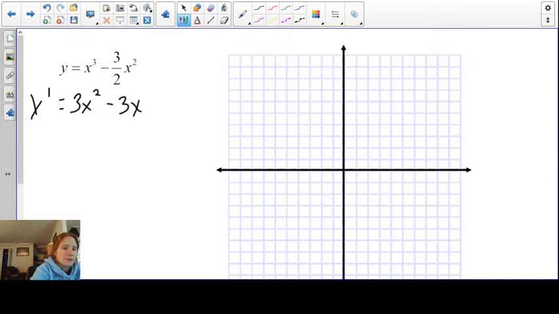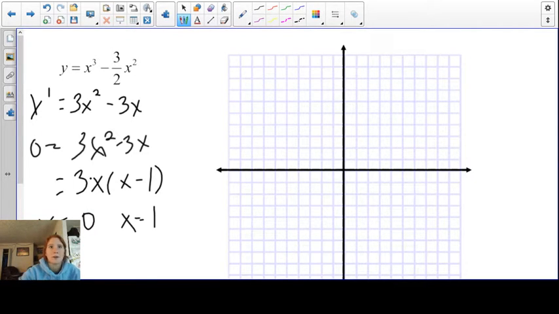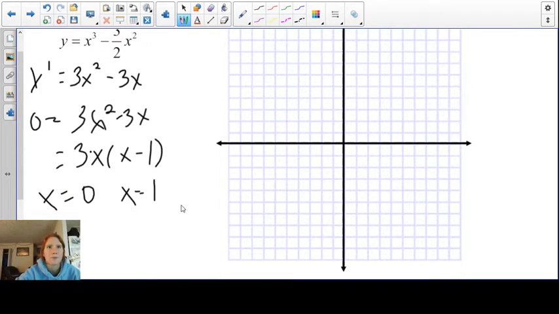So I take that, set that equal to 0. Factor out 3x, I'm left with x minus 1. So we get x is 0 and x is 1. So we found that first part of our critical points.